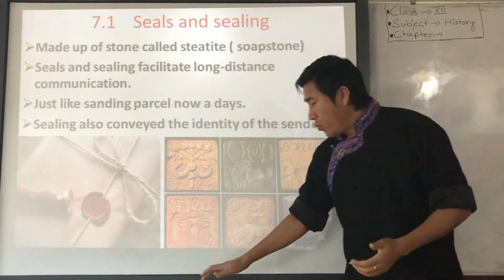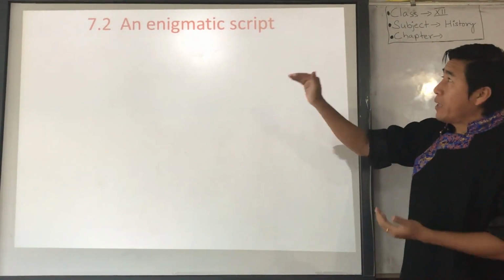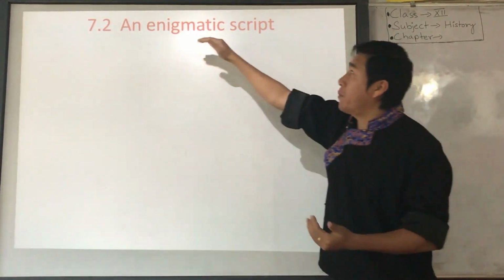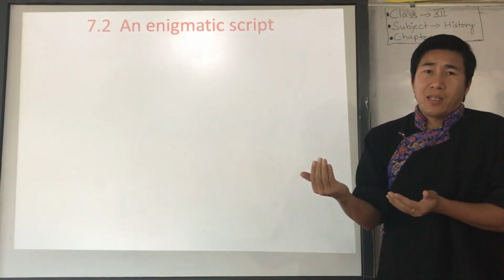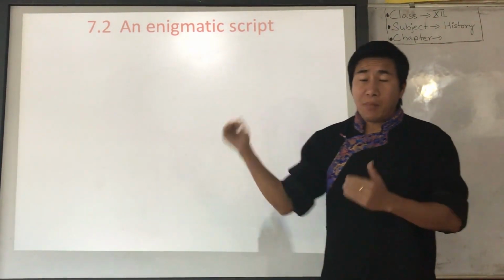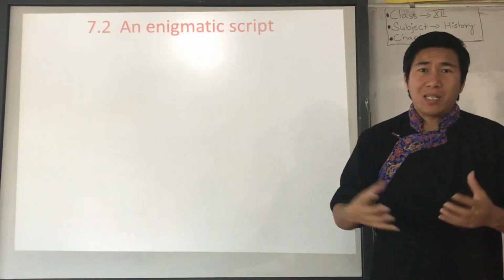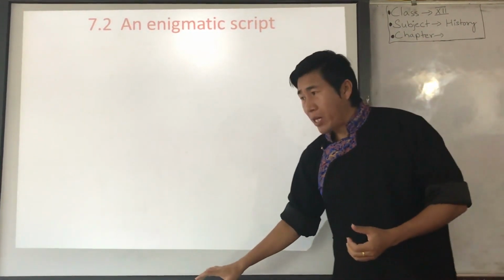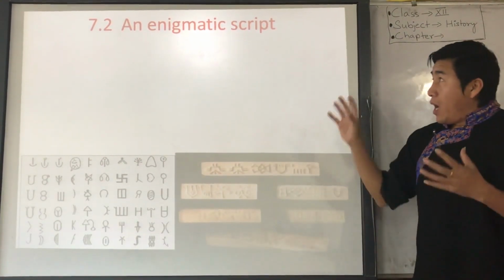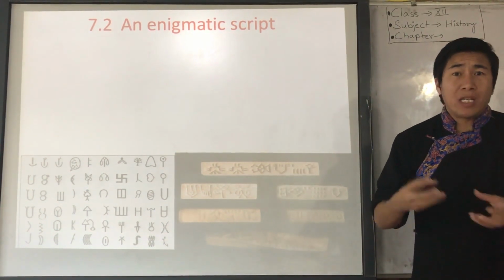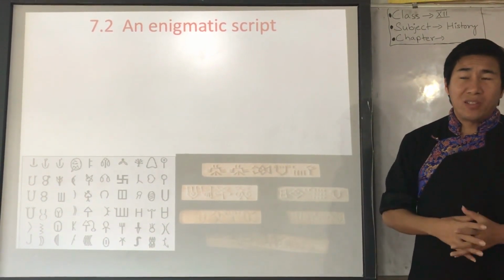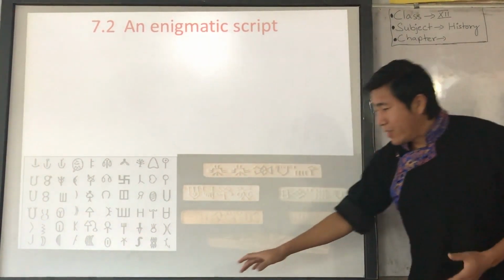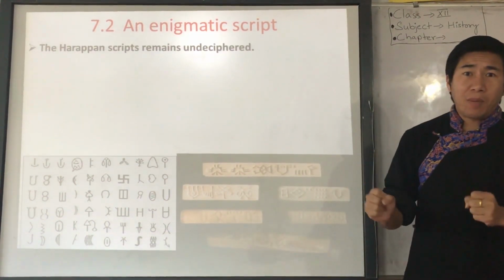So next topic, we are going to discuss an enigmatic script. Here, Harappan script is called enigmatic. Why? Enigma means doubtful or difficult to understand or mysterious. Now why is Harappan script called enigmatic? Because Harappan script is still not able to be read or deciphered. Archaeology is not able to read it. So that's why Harappan seals are called enigmatic script.